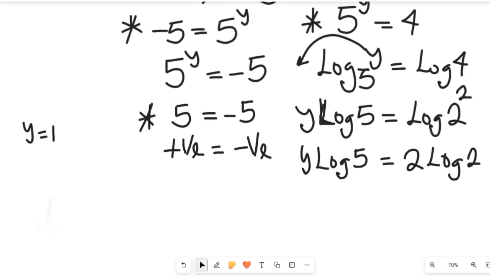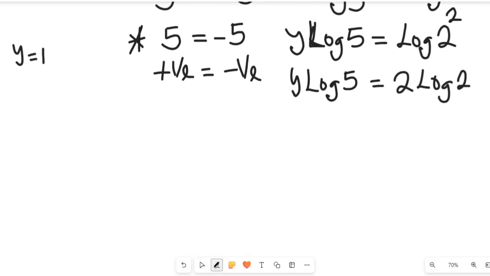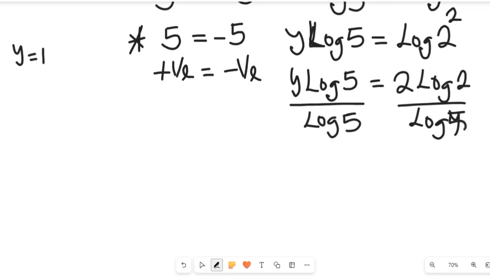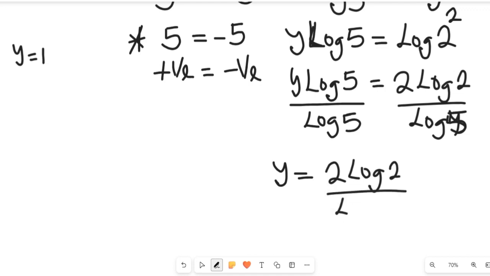So we can find the value of y by dividing both sides by log 5. If we divide both sides by log 5, we're going to have the value of y equal to 2 log 2 divided by log 5. Now this is the value of y.